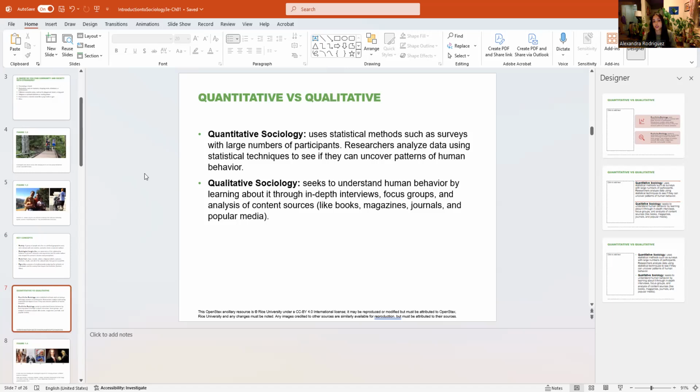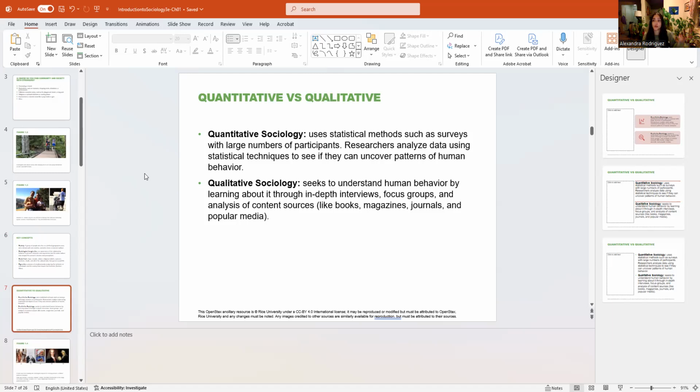So if you're a quantitative sociologist, you're probably sending out surveys. The benefit of this is that it's cheap and it's easy to reach a lot of people. You can have a much higher sample size if you do quantitative sociology.